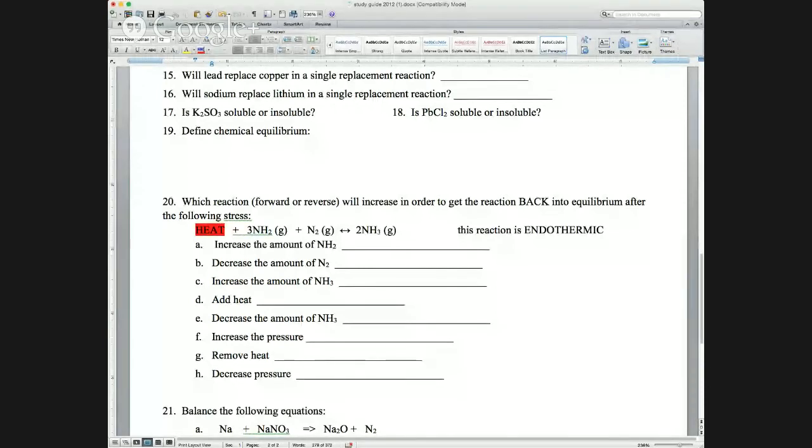Let's go and write that down. So increase the amount of NH2. It will go forward or right or favor reactants. Okay. So now we decrease the amount of N2. Decrease the amount of N2.